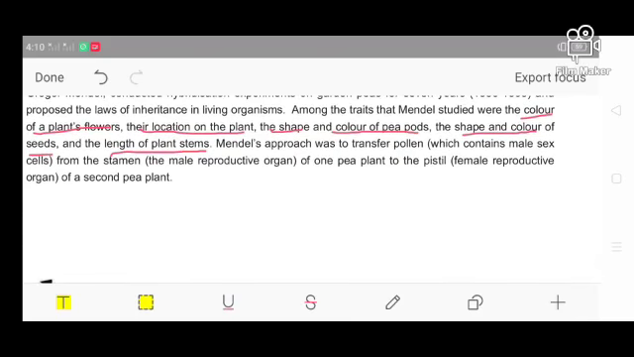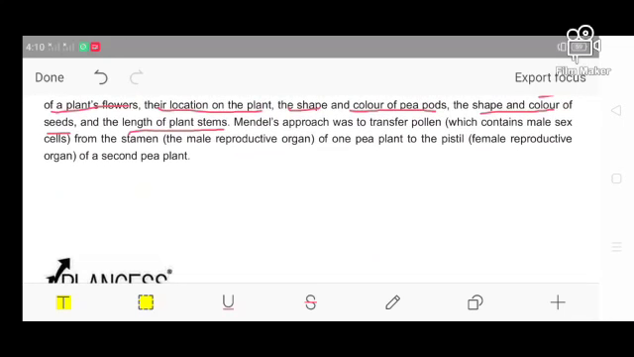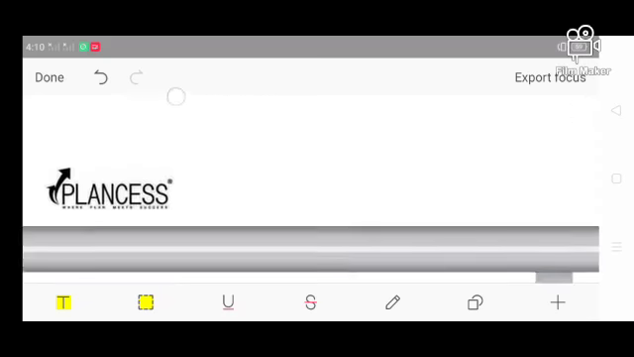So what is the basic idea behind selecting the pea plant? Why was it chosen? Because the pea plant has a very short lifespan, so it is very easy to observe different generations within one's lifetime. So he chose pea plants for his study. This is the general idea.